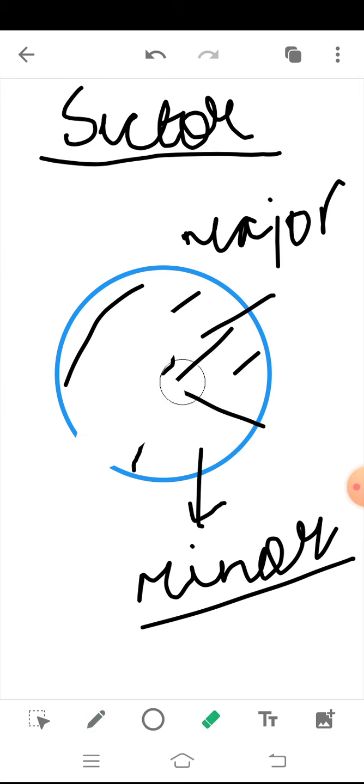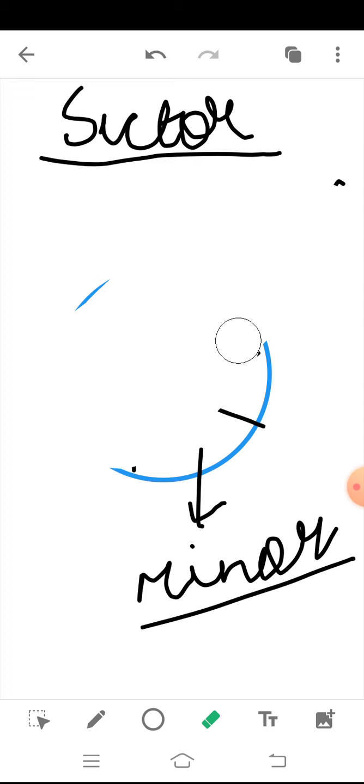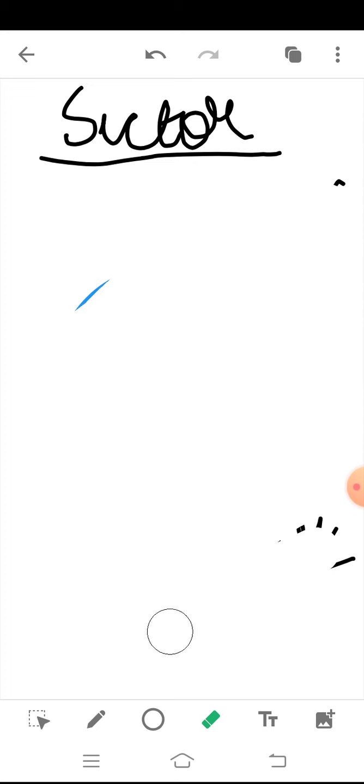So I'm giving you a definition also. A sector of a circle which is greater than the semicircle is called the major sector of a circle, and the sector of a circle which is smaller than the semicircle is called the minor sector of the circle.